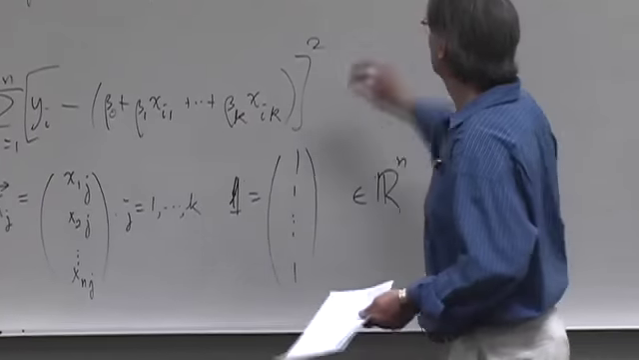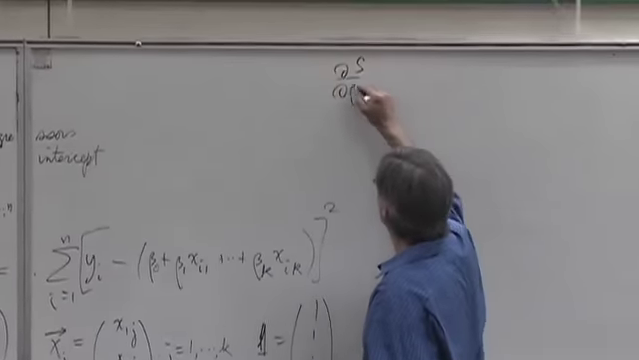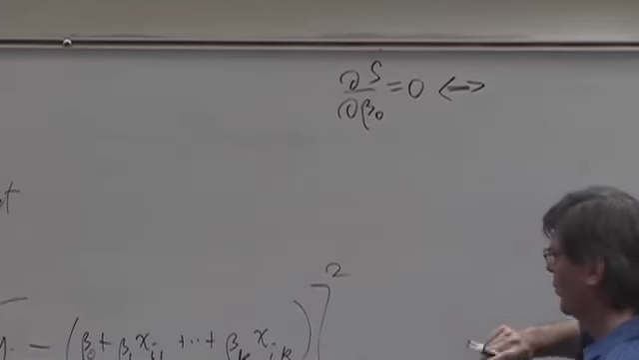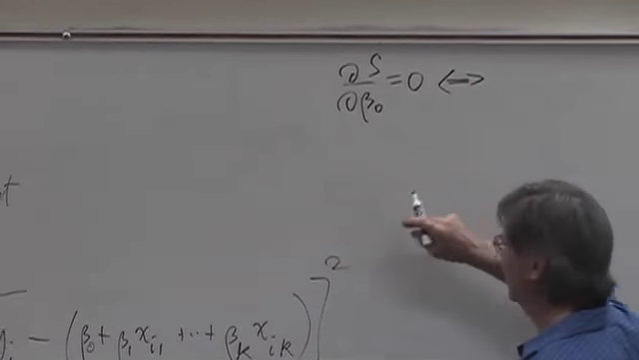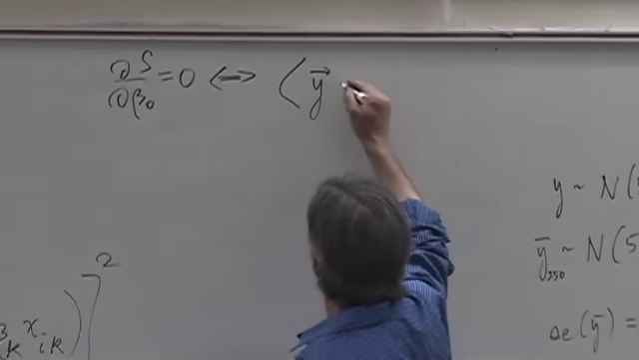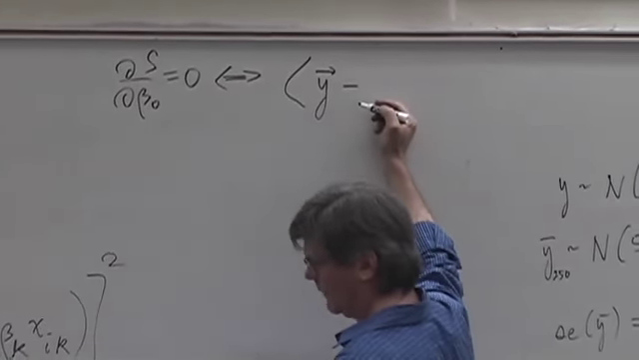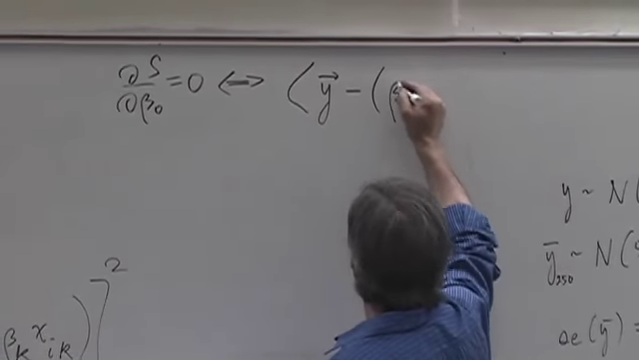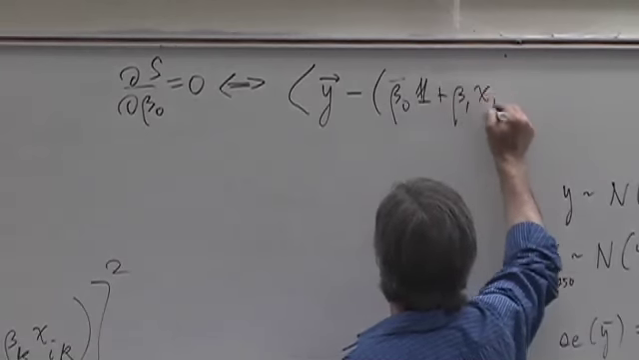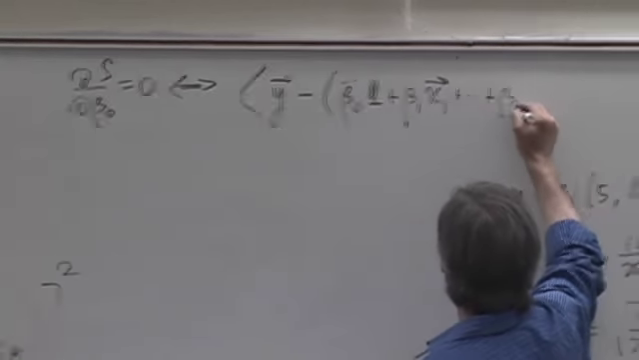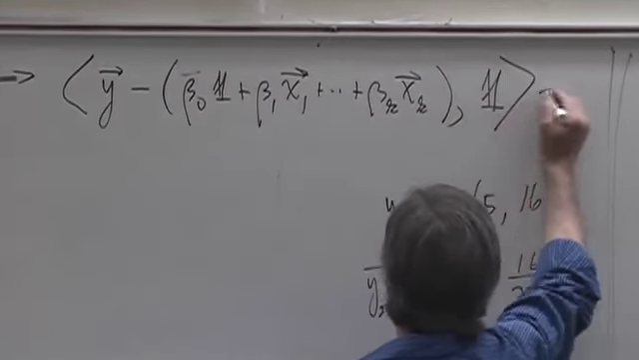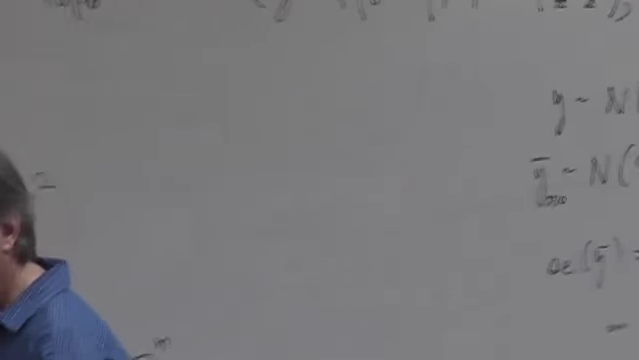Okay? Then if I put the partial derivative of S with respect to beta 0 and set that equal to 0, this means, I guess there's a factor of 2 and maybe a minus sign, but it simply means that y minus the linear combination beta 0 times 1 plus beta 1 times x1 plus and so on plus beta k times xk, inner product with 1, equal to 0. Let's check that equation.